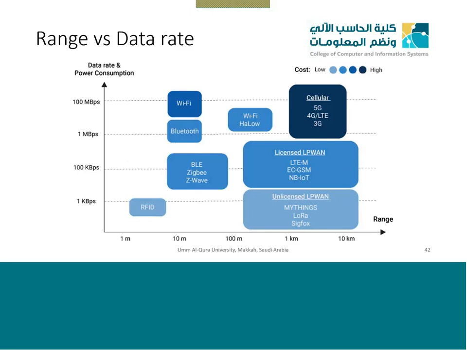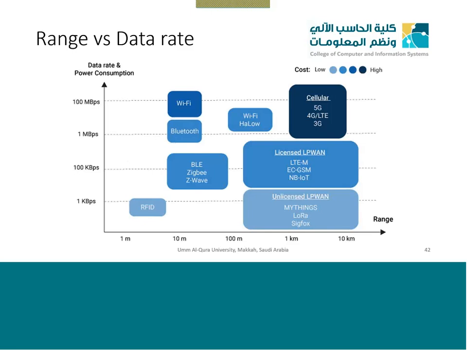Then we have BLE, ZigBee, and Z-Wave. We have RFID, which is very short range. You can detect using an RFID card from maybe 2, 3, or 4 meters, but not at a very long range. You have seen them in Centerpoint and all these shops. When you pass through the door, even if you are a meter away, it will detect the RFID tag and start the alarm if you have not paid for it.